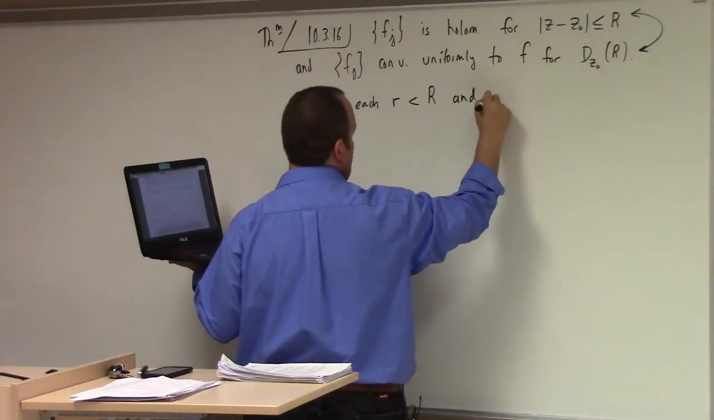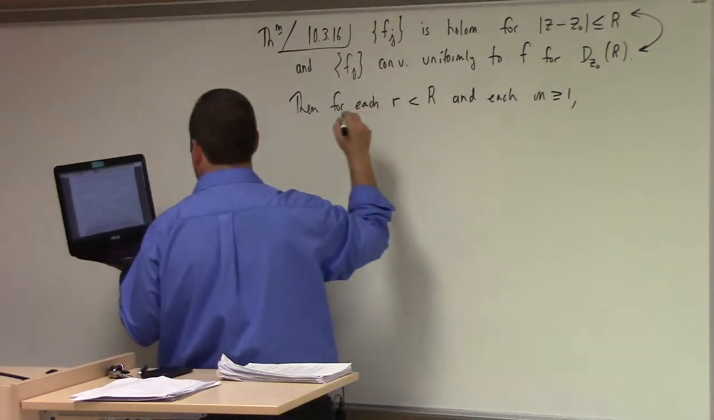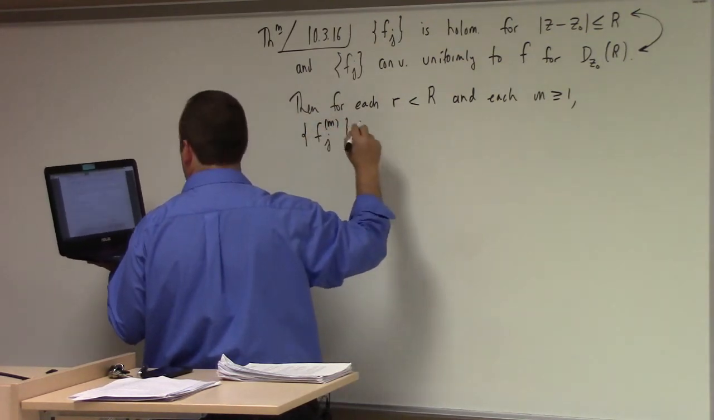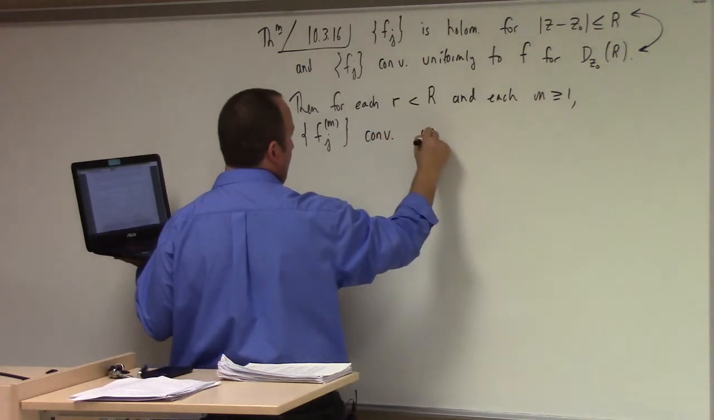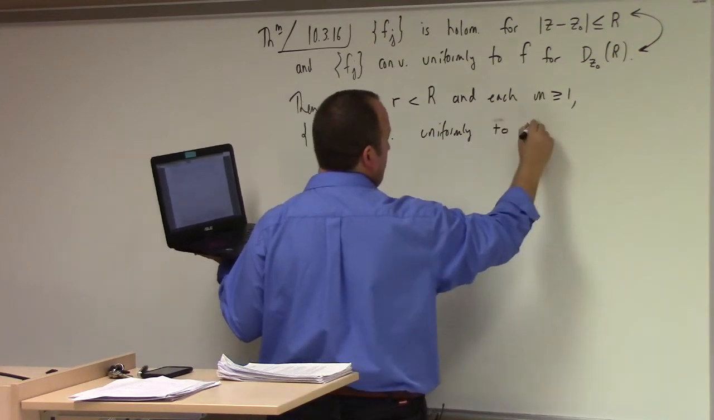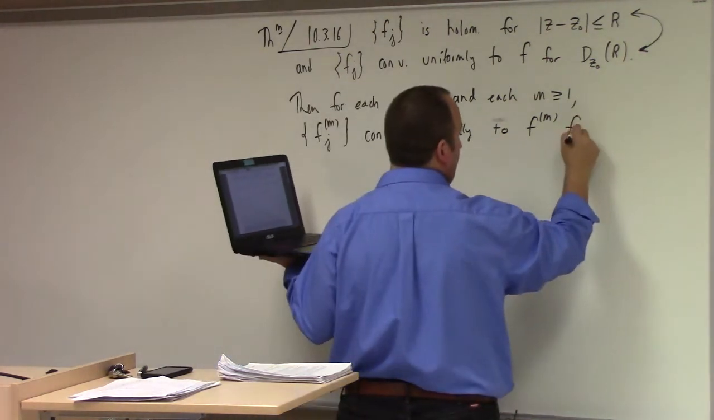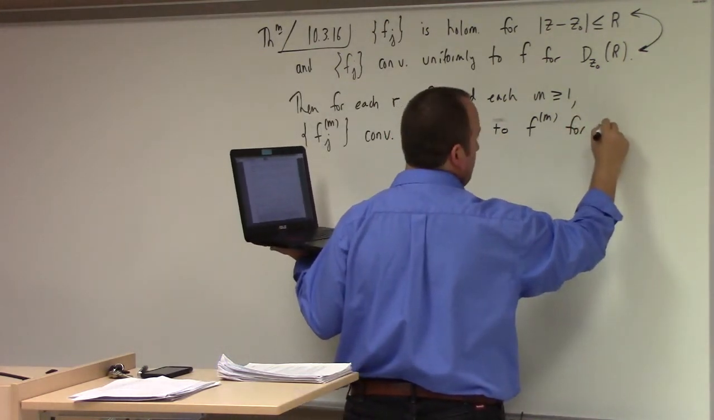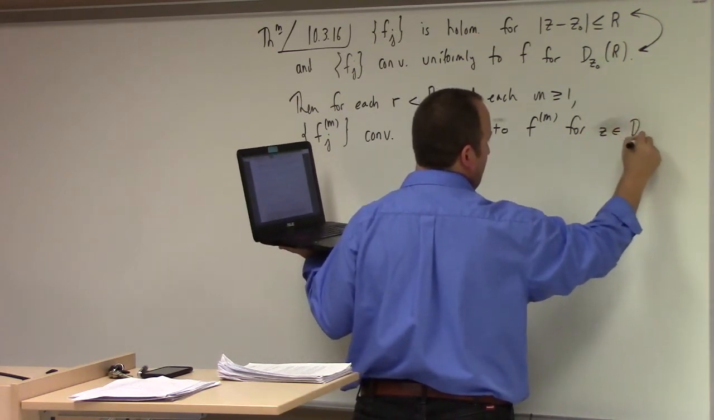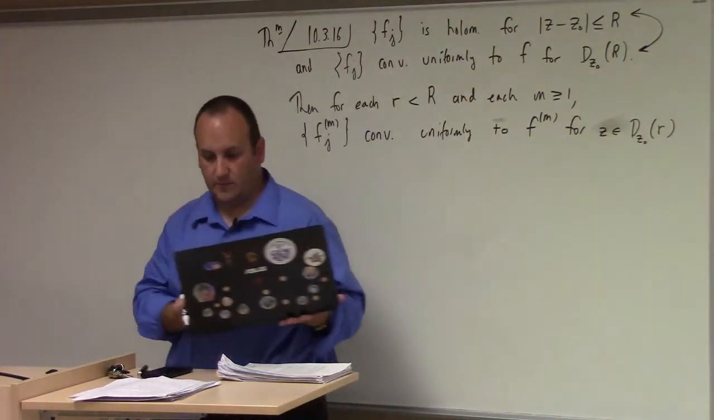and each m greater than or equal to 1, the sequence of mth derivatives converges uniformly to the mth derivative of the limit function for z in the disk centered at z naught of radius little r.